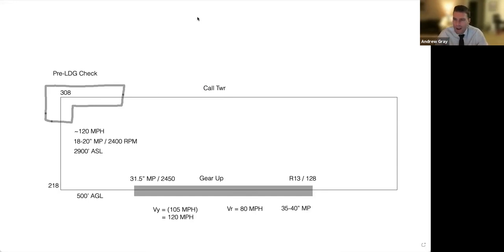As we get more and more practice with this, we'll start doing touch and goes so that you're comfortable with that. And when you call tower, they're going to give you your sequence. They're going to tell you, oh, you're number one for runway 13 or you're number two, whatever the case is. And if you can find whatever traffic you're following, that's good.